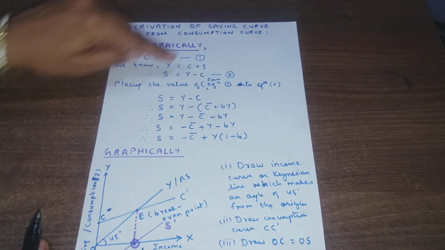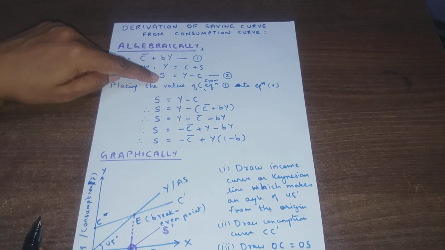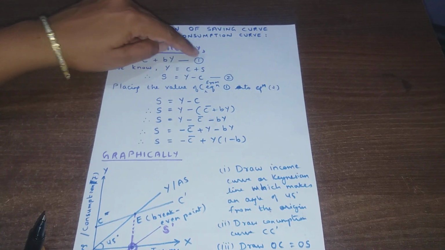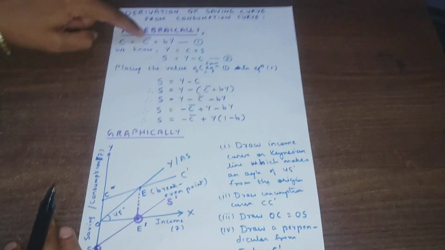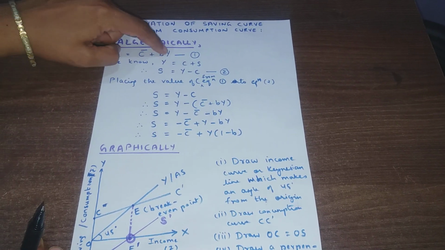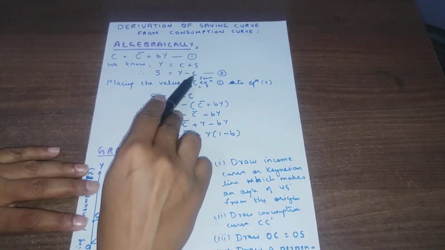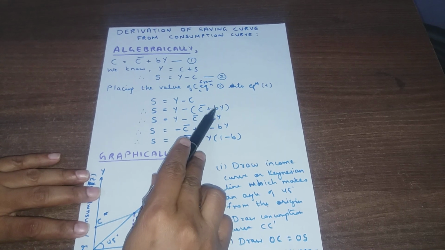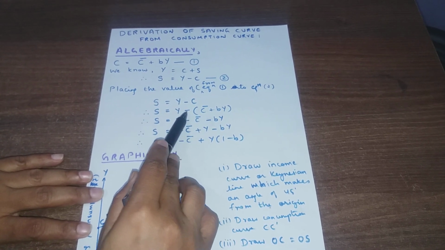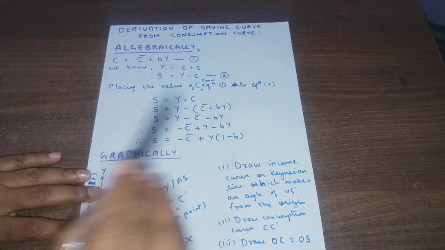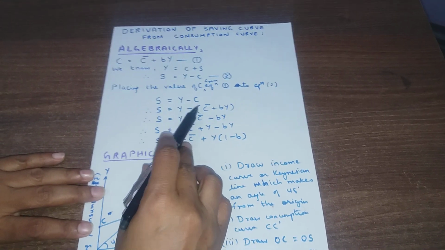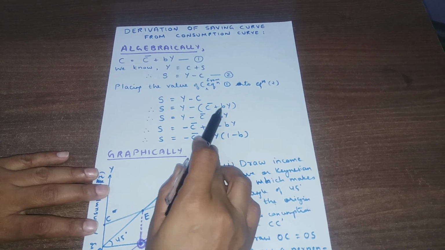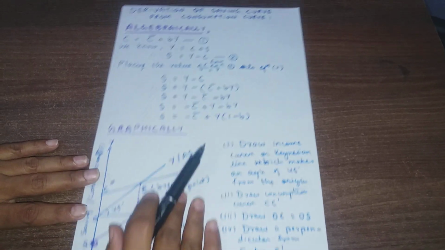Because we have to derive saving function, so we'll put it in the form of S. So S is equal to Y minus C. Now from equation 1, place the value of C is equal to C bar plus BY. So instead of C here in equation 2, I will write C bar plus BY. But as it contains a negative sign, I have placed a bracket. Now I'll open this bracket. On opening the bracket, sign of both the terms will change. Both were positive, so now both will become negative.